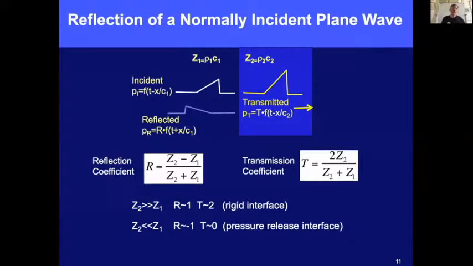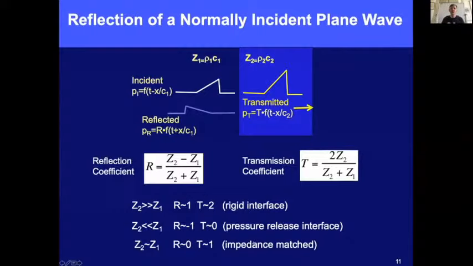And then in the third case, where Z2 is approximately equal to Z1, which is most interfaces inside the body as you go from one soft tissue to the next, the reflection coefficient is very close to 0. So we have very little reflection. And the transmission coefficient goes close to unity. This is a case we often refer to as being impedance matched.